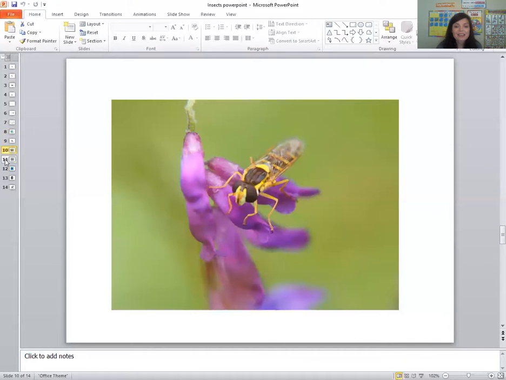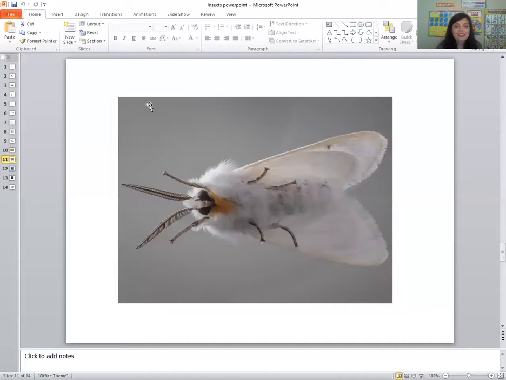Let's look at the next one. Is it an insect? Let's be sure, okay? Let's count the legs. 1, 2, 3, 4, 5, 6. There are 6 legs. Let's count the antenna. 1, 2. There are 2 antennae. They kind of look like feathers. And there are 3 body parts. It's hard to see, but there are. This is an insect. Thumbs up, everyone.